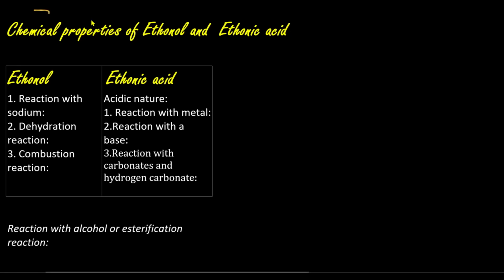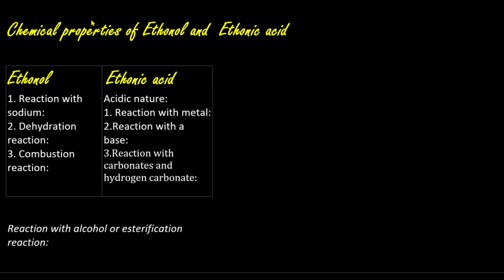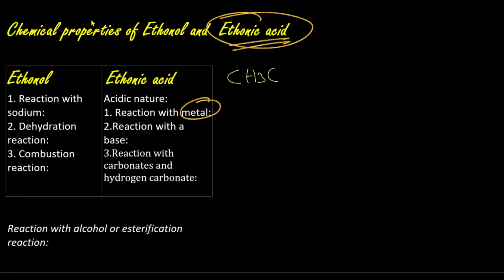In this video, we are going to study the chemical properties of two important compounds, that is ethanol and ethanoic acid. We'll begin with ethanoic acid. Well, ethanoic acid being an acid will definitely react with a metal. So what happens when metal reacts with acid? So I've taken ethanoic acid. It's a weak acid, an organic acid.